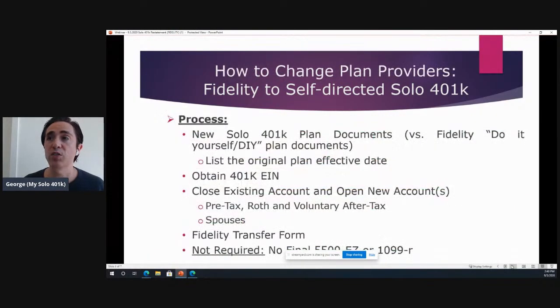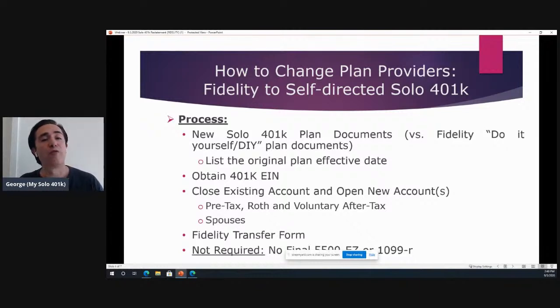So the next slide here is going to be how to change providers. The process is, first of all, with the documents. Again, the scenario we're talking about here is someone that has a solo 401k at Fidelity, right? They went with the quote unquote free plan. And then they're converting over to a truly self-directed solo 401k, like with our company.